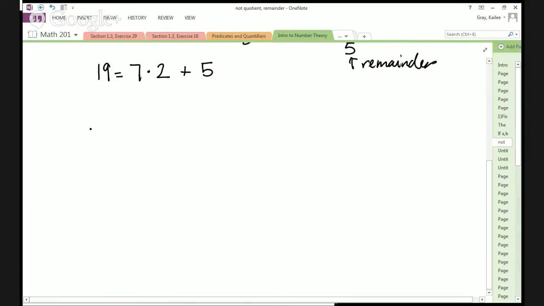So if I say 19 mod 7, this just means if I take 19, let me write it out, I take 19, divide it by 7, what's the remainder? And you've probably seen this mod operator maybe in your programming stuff.